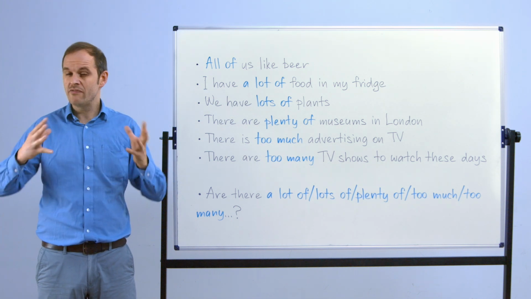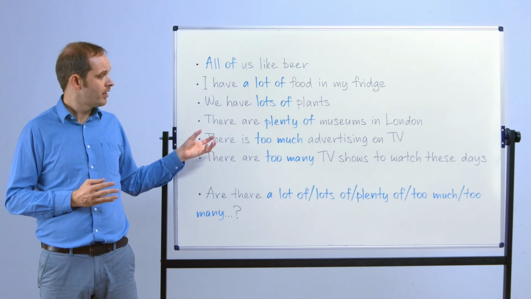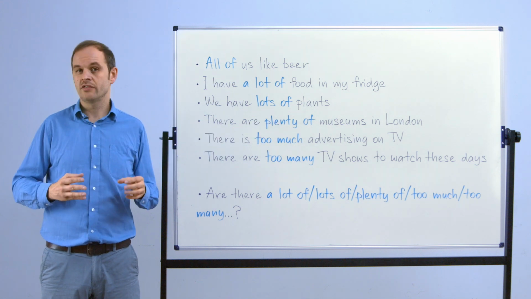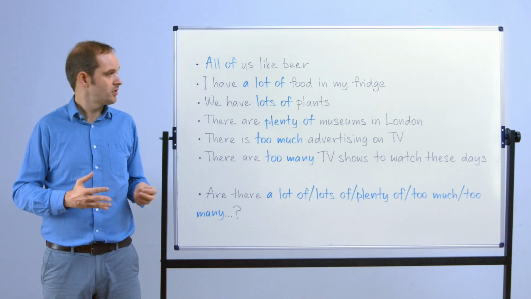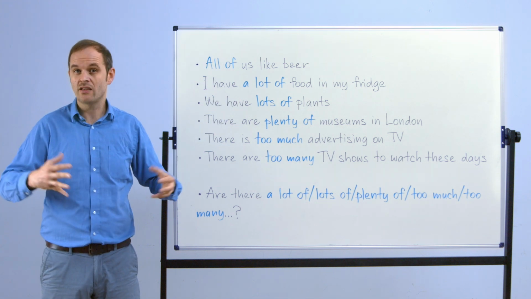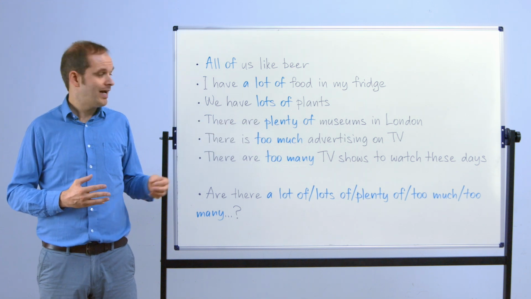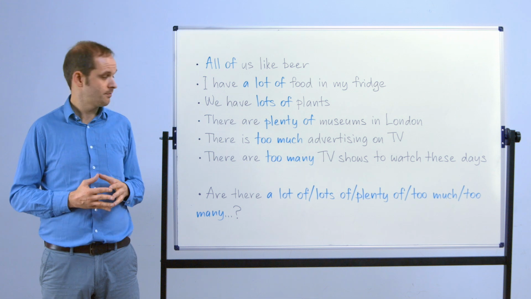When we want to describe an even bigger number, we might use plenty of. For example, there are plenty of museums in London. That is to say, in the context of London, think about the number of museums. It's not just some museums. There's probably not even a lot of. It's bigger than that. There are a large number, so we would use plenty of. And again, plenty of can be used with both countable and uncountable nouns.